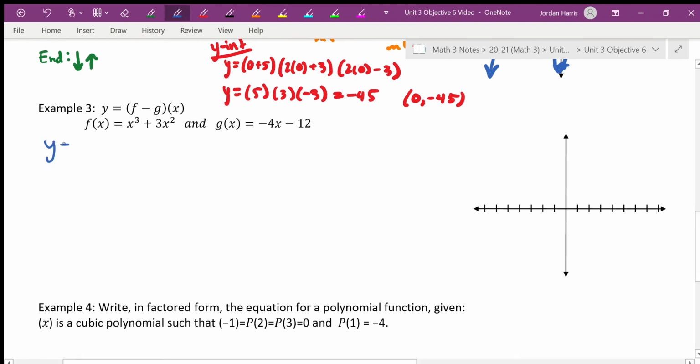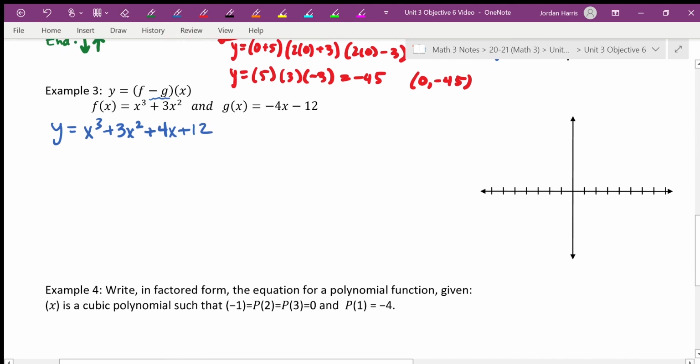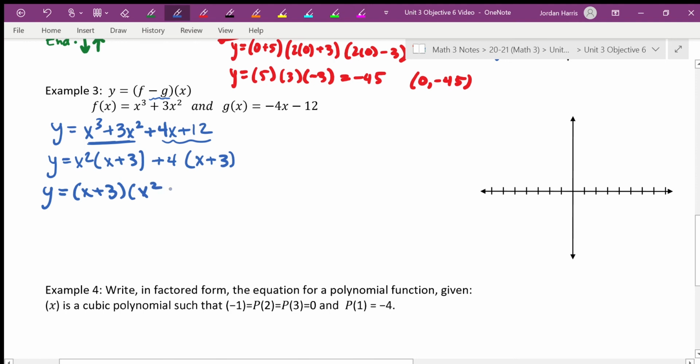All right, y equals f of x, which is x cubed plus 3x squared, minus g of x. Remember, we're minusing the whole g of x. That means we need to distribute the negative across. So everything changes sign. So it's plus 4x plus 12. GCF first, there isn't one. Grouping. So x squared, x plus 3, positive 4, x plus 3. So I end up with x plus 3, x squared plus 4.